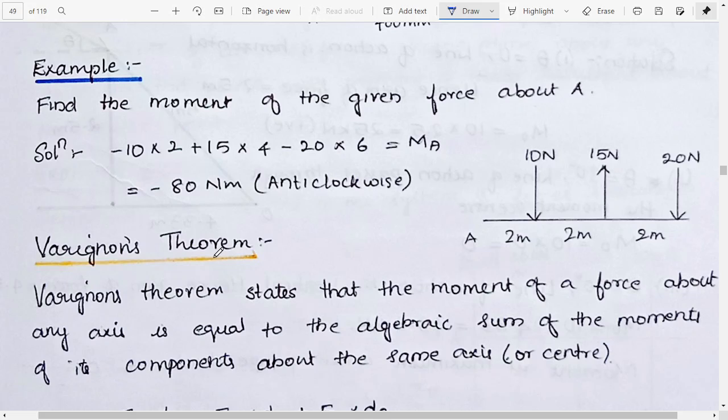Here we have another example. We need to find the moment of force about A. So this is our point here, A, and here we have forces like 10 Newton acting downwards. Then we have 50 Newton like this. Then we have 20 Newton like this.